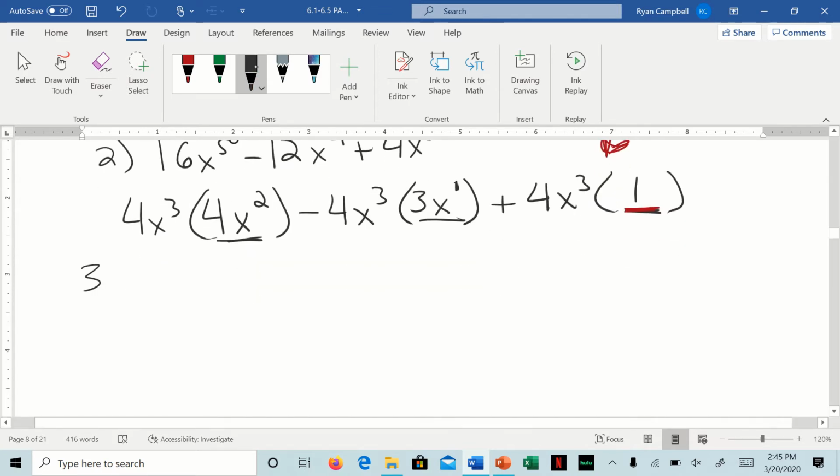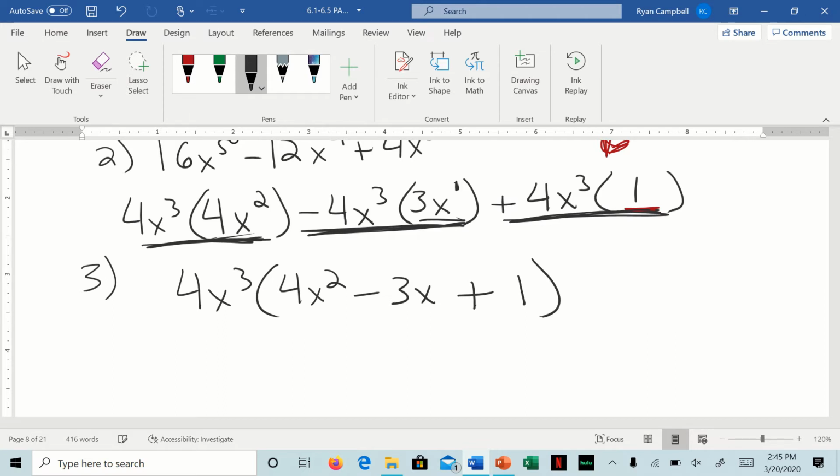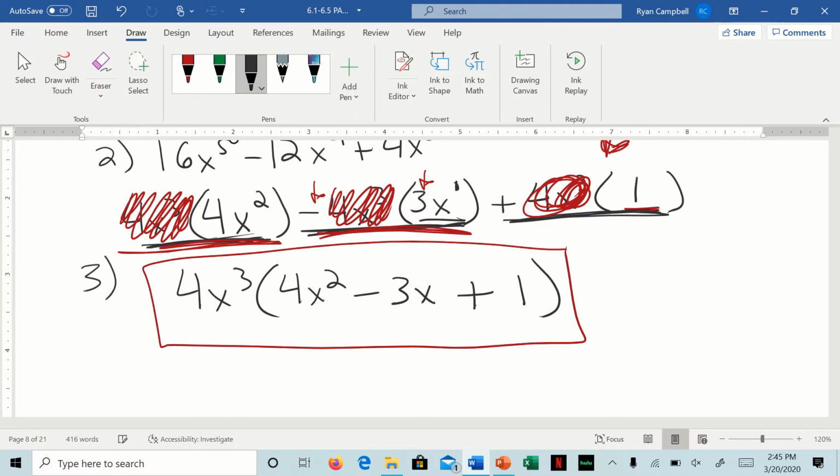So then lastly, step 3, when we do the distributive property, we take out the 4x cubed. From the first term, what are we left with? We see it's 4x squared. What about the next one? Minus 3x. What about the last one? Plus 1. Essentially, when we take out the 4x cubed in the first term, we're left with 4x squared. For the second term, we're left with negative 3x. And in the last term, we're left with just 1. That's all we need to do. That's our final answer.